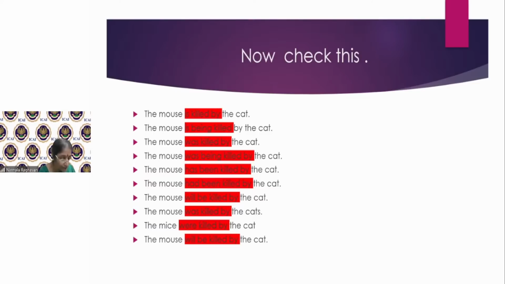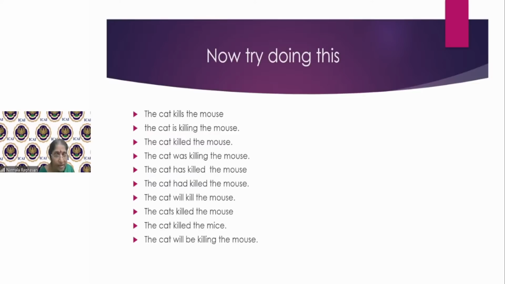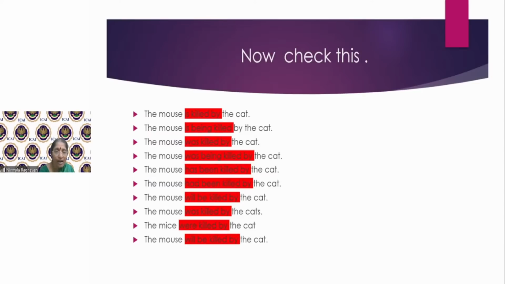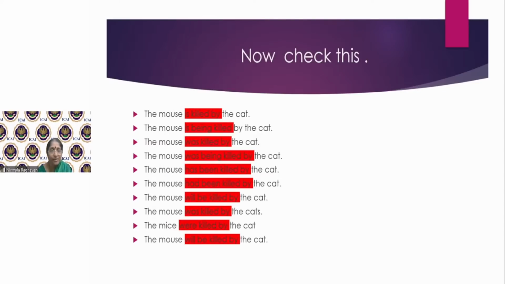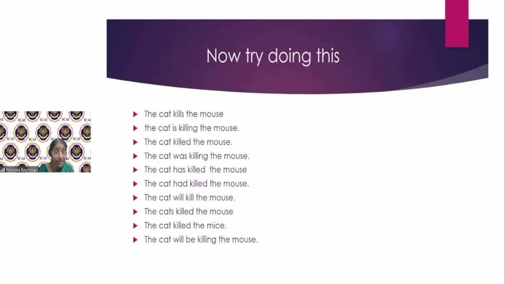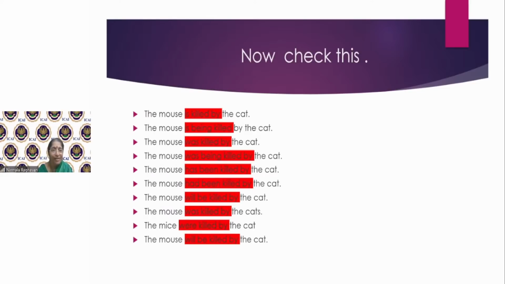So you must remember, whenever you're using has, have, or had, you must have B-E-N or B-I-N-G. Been or being. You must remember that. Okay. The cat had killed the mouse. The mouse had been killed by the cat. Then the cat will kill the mouse. The mouse will be killed by the cat. The cat killed the mouse. The mouse was killed by the cat.